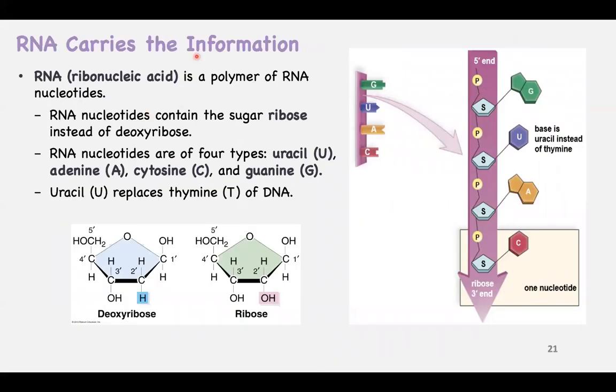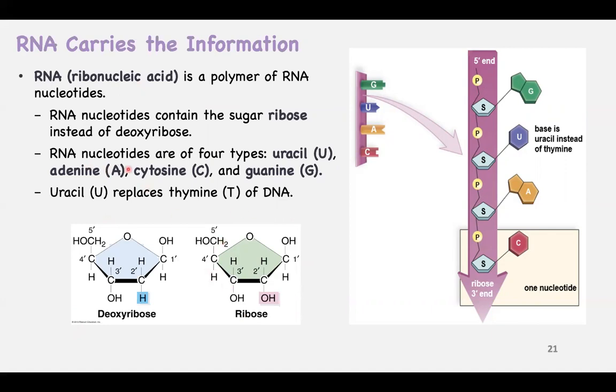Okay, so next we go on into RNA. So what is the difference between RNA and DNA? RNA is ribonucleic acid. It is a polymer of RNA nucleotides. So RNA nucleotides contain the sugar ribose. DNA is deoxyribose. Okay, this is DNA. So this is RNA. Okay, it has the sugar ribose, not deoxyribose.